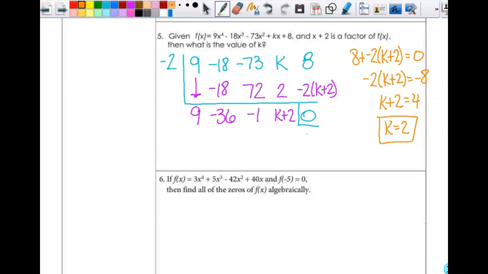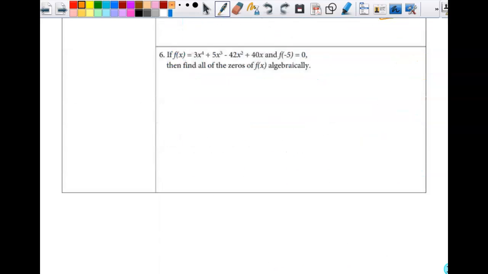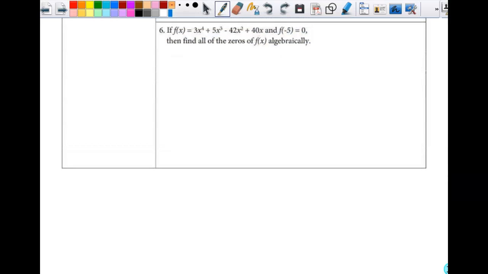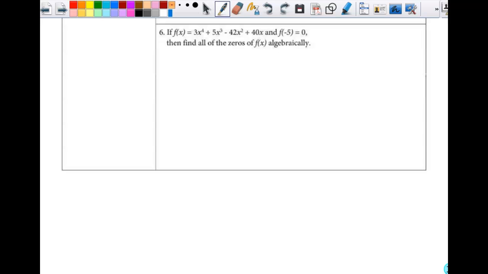Alrighty. Any questions at all? We good? Alright, so number 6 says, if f of x equals this polynomial, and f of negative 5 equals 0, then find all the zeros of f of x algebraically. All right, so I'm going to tell you right now that you can't factor that by just straight up factoring like we can do on other things. So I'm going to have to try and narrow this down with my synthetic division.